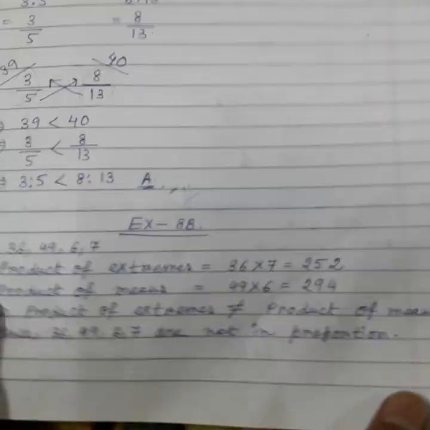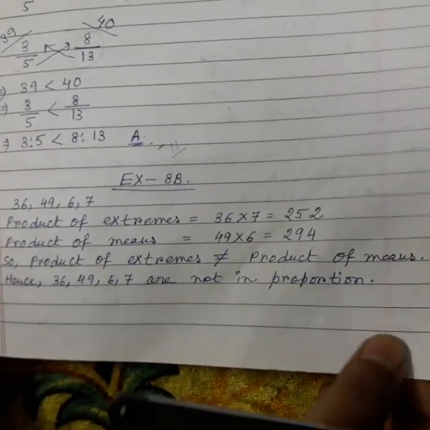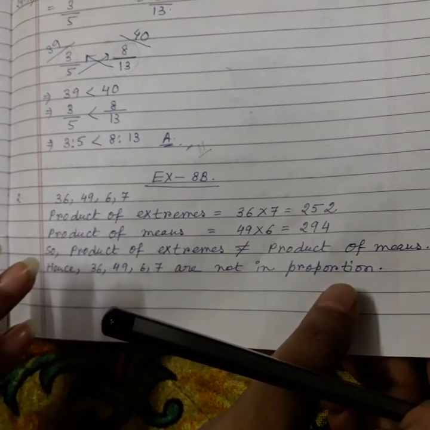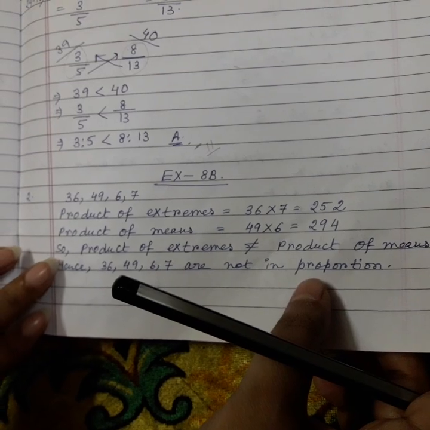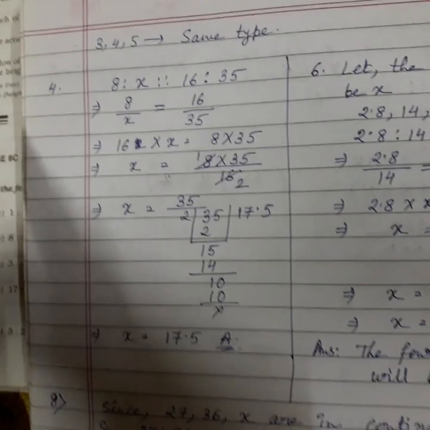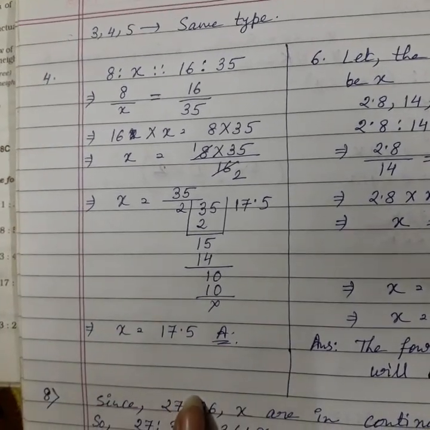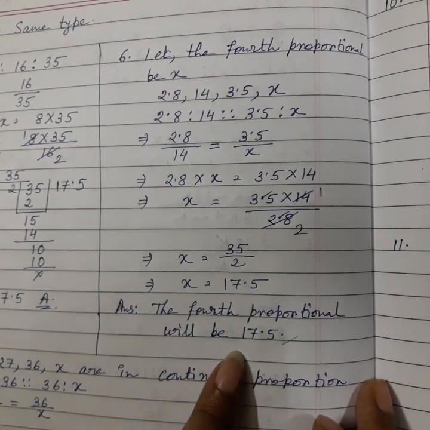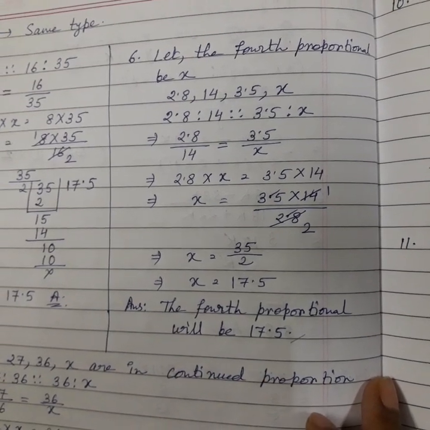Today we are continuing exercise 8b. For these sums, just see question number 2. I have explained it in online class, so you will copy this one. Questions 2, 3, 4, 5 are the same types of sums. Question number 4 you will copy, and question number 6 you will copy. Now today I am starting from question number 8. 7 and 8 are both the same types of questions.